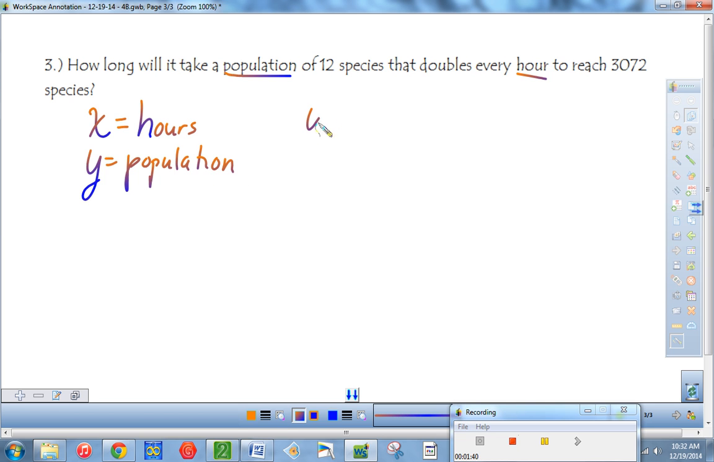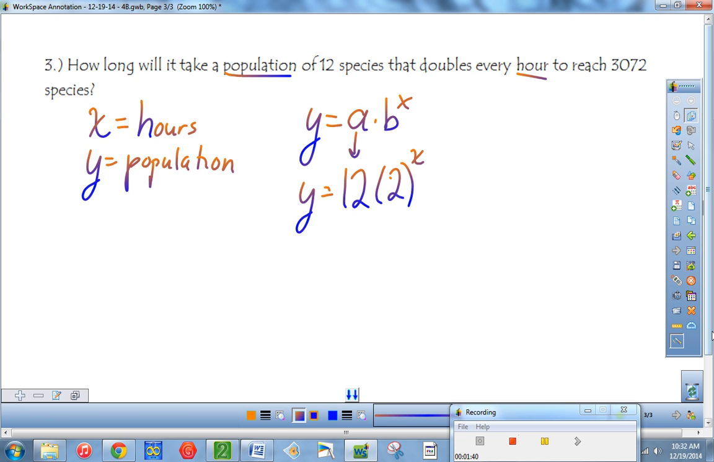And we did these. You guys know these. What does A stand for? The 12, the initial amount. Remember doing that? The initial amount is 12. How much is it increasing by each time? Doubling, so 2. So the normal equation would be this, right? That's the function of it.